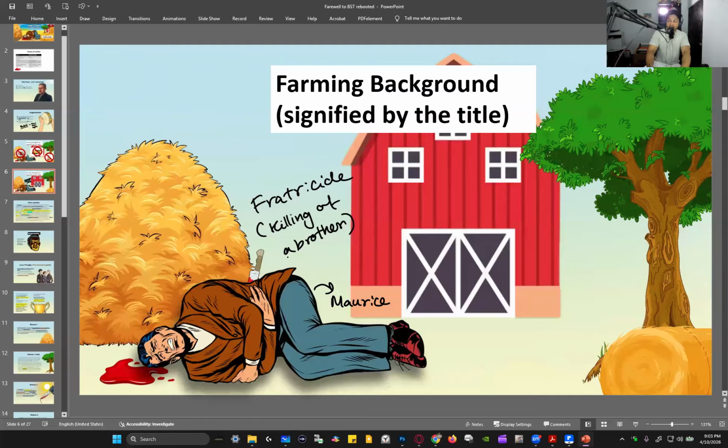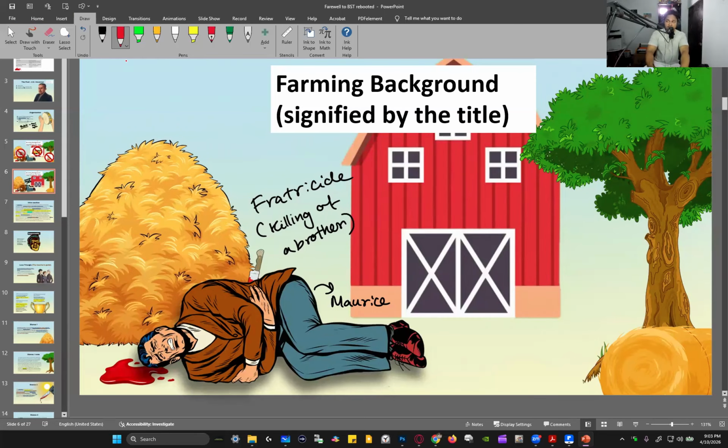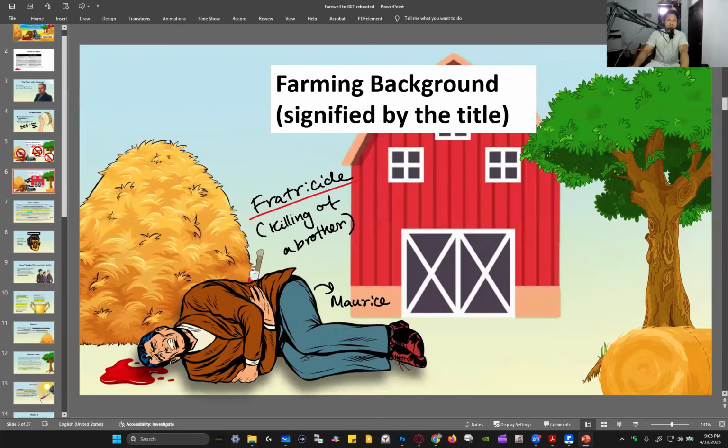Is the narrator hiding this fratricide, or is the narrator confessing, Ilma? The narrator is confessing, right? It's called a confession. The poem is a confession. What kind of a background is this? This is a farming background, right? A simple life rooted within a farming background.